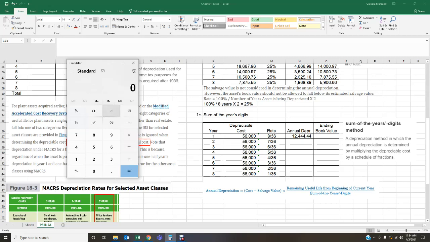Let's see, did I enter it correctly? 56,000 minus 12,444.44. Oh, for the ending book value, we are not using the depreciable cost. It should be the 59. We're using to start off with the cost of the asset. So it'll be 59,000 minus 12,444.44, and that will give me 46,555.56. Okay.